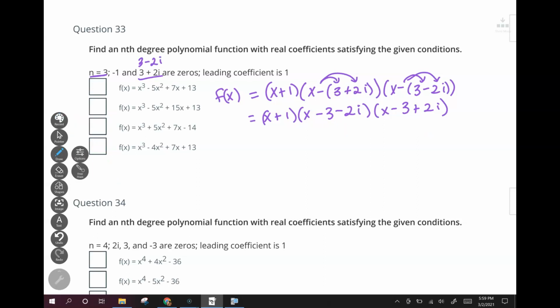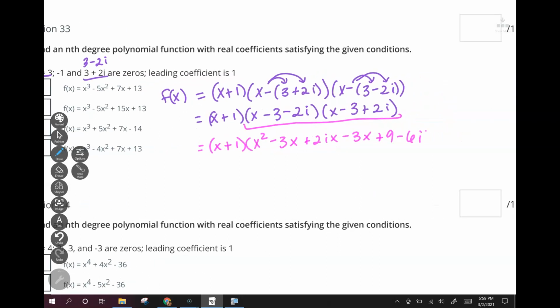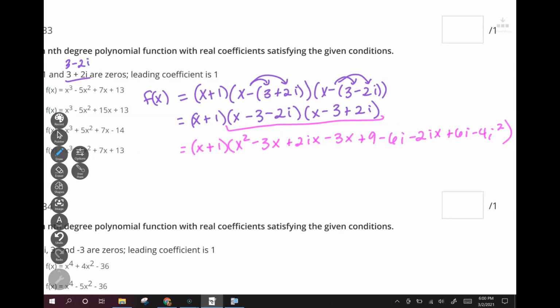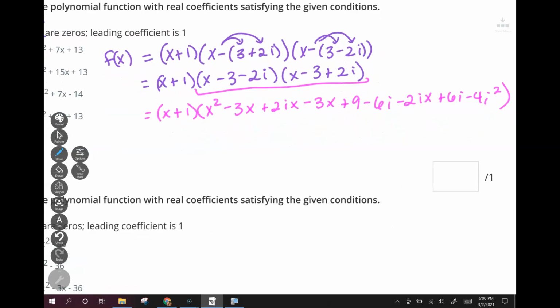We will begin multiplying. So first, do the ones that have the conjugates in them, because that makes your imaginary parts go away. The i's will cancel nicely. So this is x squared minus 3x plus 2ix minus 3x plus 9 minus 6i. Moving on to distributing the negative 2i gives me negative 2ix plus 6i minus 4i squared.